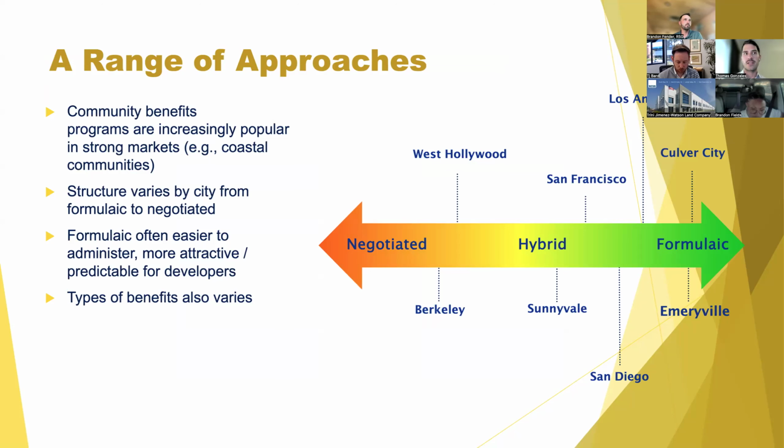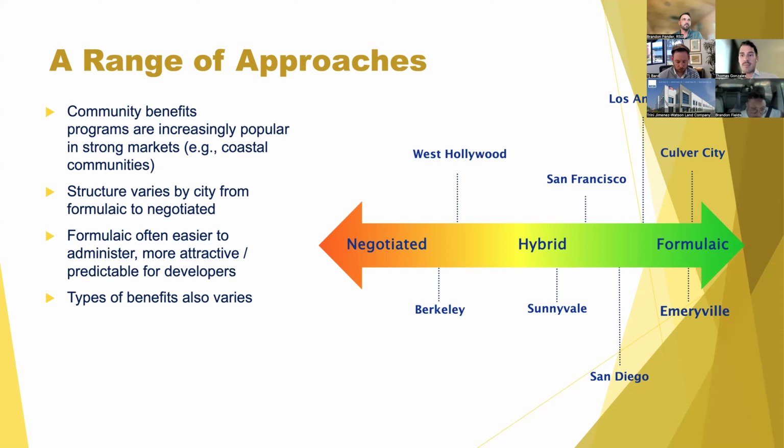The community benefits programs really can vary significantly. Traditionally, some cities have only done community benefits programs on a one-off basis. They are increasingly popular in strong real estate markets, so a lot of coastal communities. A good example of a community benefits program is actually also the state density bonus, which is really focused on affordable housing. That's not the only type of community benefit that's out there. And Brandon's going to talk more about affordable housing after this.